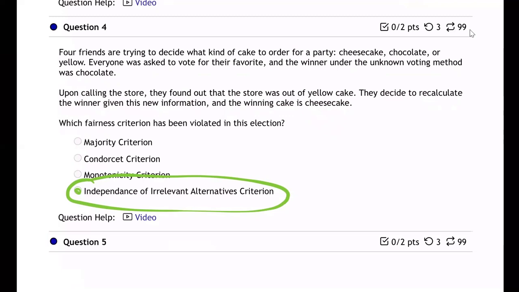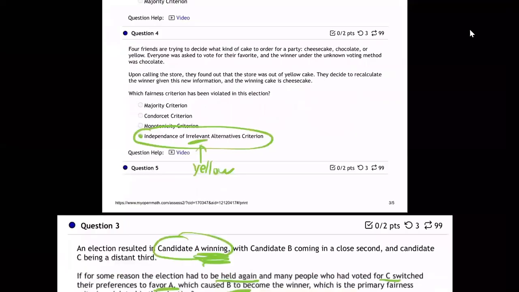Why? Because the irrelevant means it's not important. That's the yellow cake. Yellow cake is irrelevant. Yellow didn't win. Who cares they're out of yellow, right? Yellow didn't win. That's an irrelevant alternative. It's not relevant to the issue. It's not important, right? So let's go look at the fairness criterion, and I'll show you where it says that.